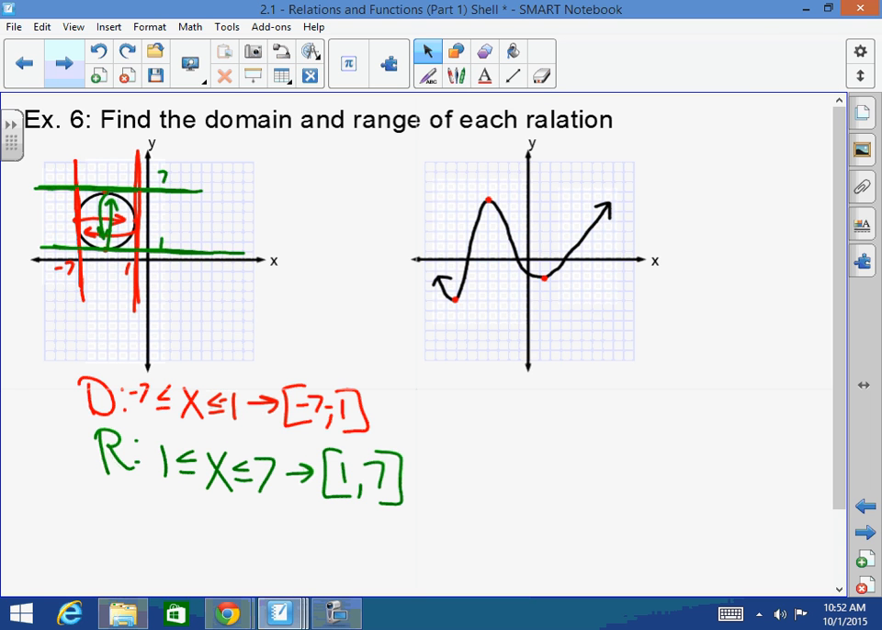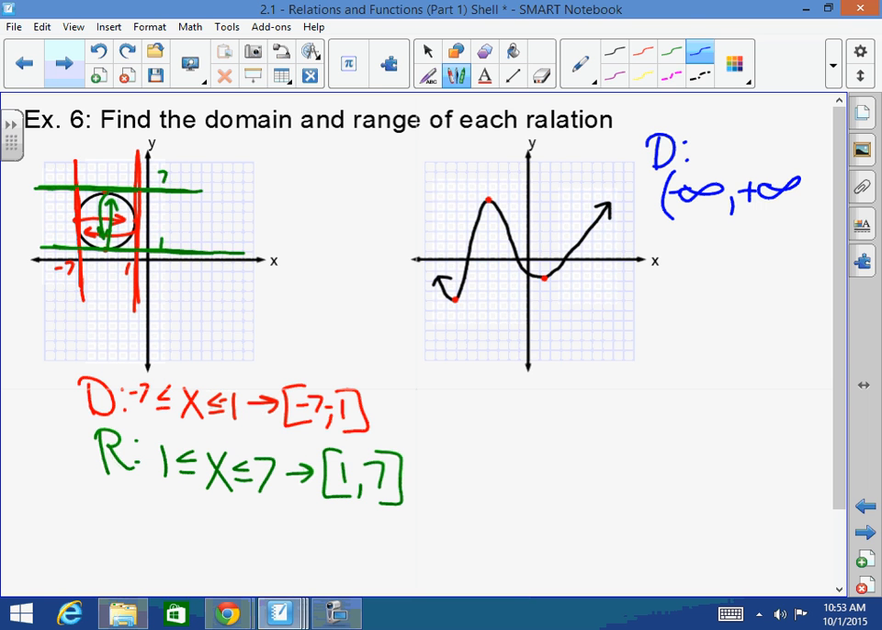Okay, I believe you. What's the domain here? X is greater than or equal to negative... Nope. That's right. To positive infinity. Good job. Why? Guys, isn't this continuing to go to the left little by little? Isn't this continuing to go to the right little by little? So that means it's going to hit eventually all the x values from negative infinity to positive infinity.